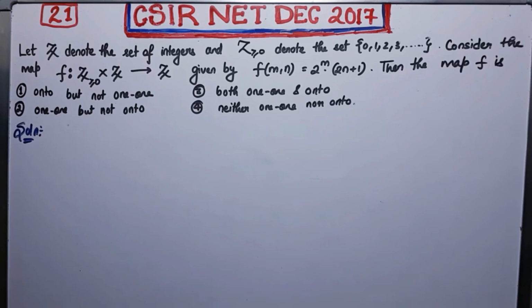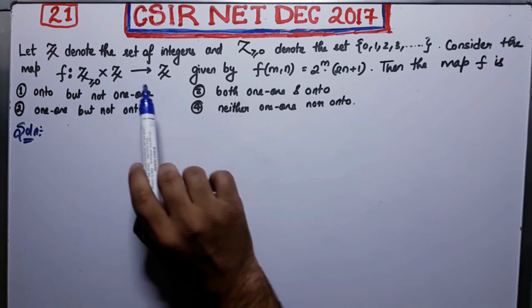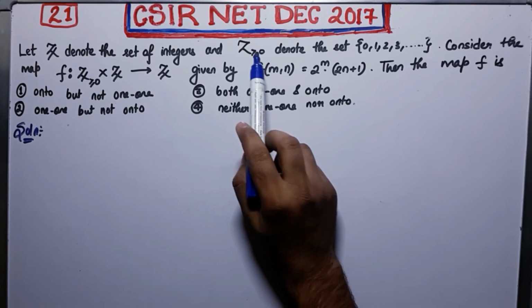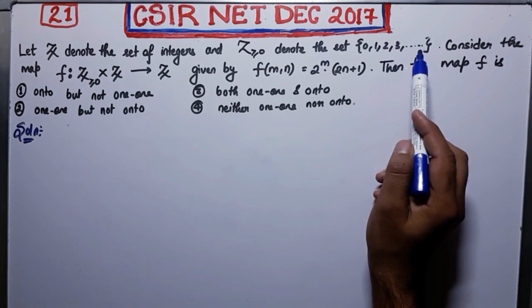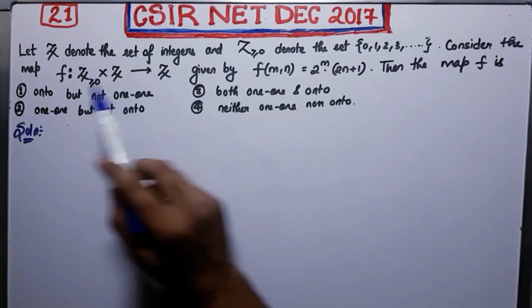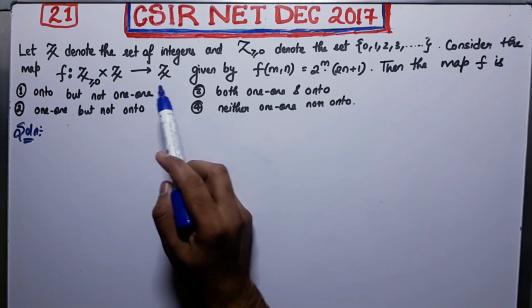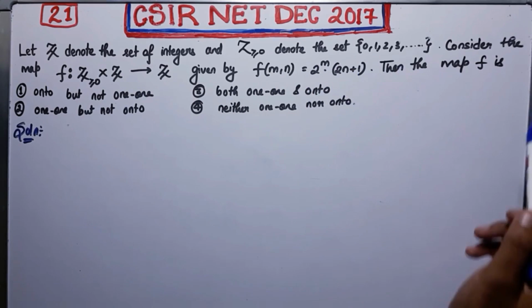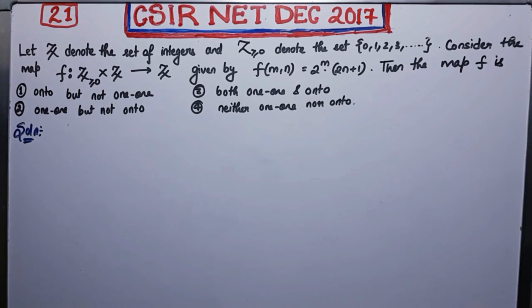So let us read it. Let Z denote the set of integers and Z greater than or equal to 0. This symbol actually denotes the set of positive integers including 0. Now it says consider the map. So this is your map given by f(m,n) equal to this formula. Then the map f is. So in your options, you have to check whether your map is injective or surjective or both. Okay, so these are your options.